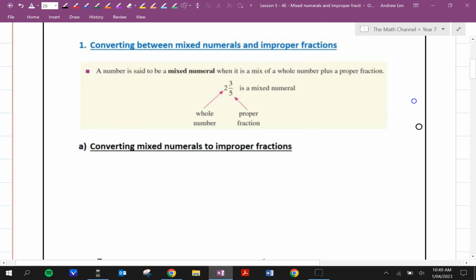Now, a number is said to be a mixed numeral when it is a mix of a whole number plus a proper fraction. So here we've got a whole number of 2. And then we've got our proper fraction because the numerator is smaller than the denominator. So we've got 2 and 3/5. This is a mixed numeral. Now if we want to convert this to an improper fraction, I like to use what I call the triangle method.